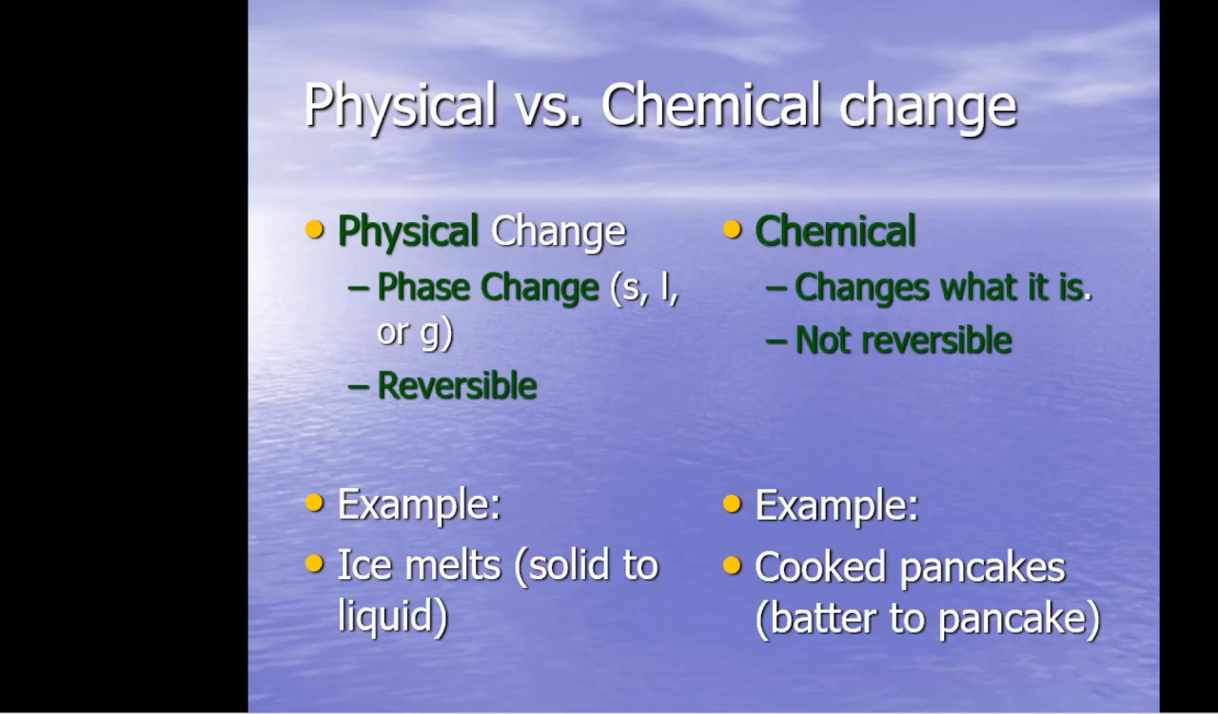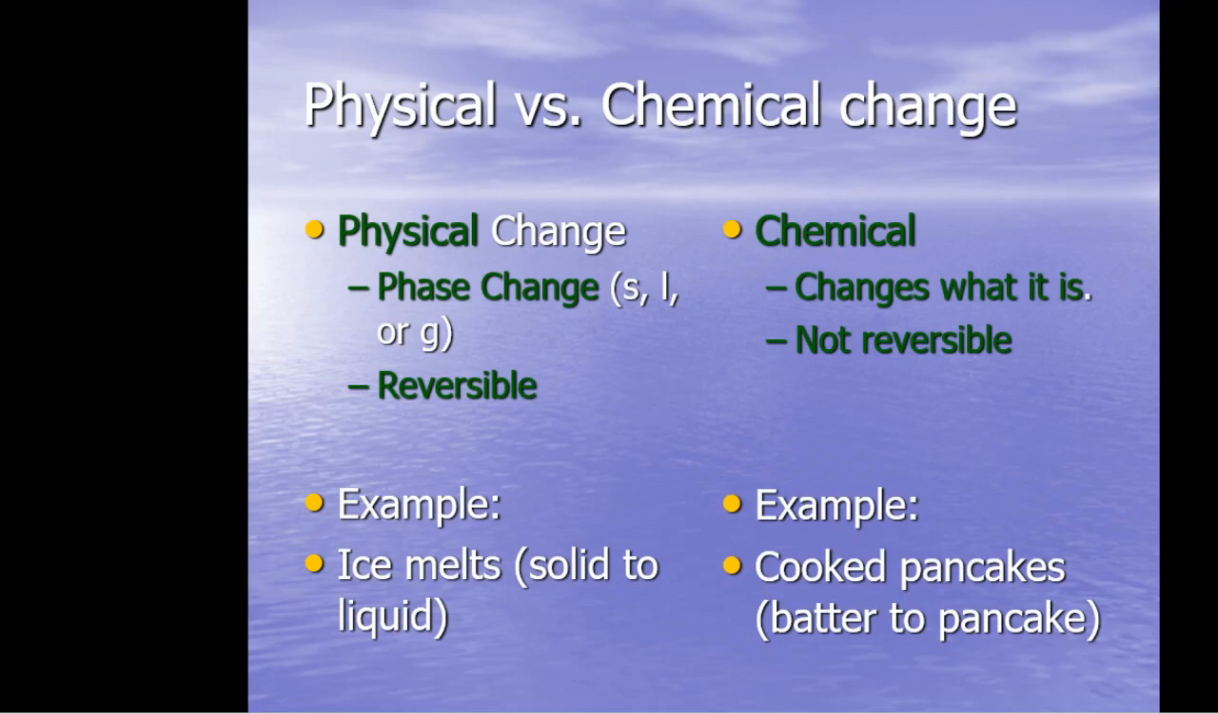All right, so let's look at physical versus chemical change. So physical change is a phase change. So you're going from a solid, liquid, or gas. So it could be ice melting. It's still water, but now it's a different phase. It was solid when it was ice, and now it's liquid as water. It is reversible. I can go from ice to water and water to ice, okay?